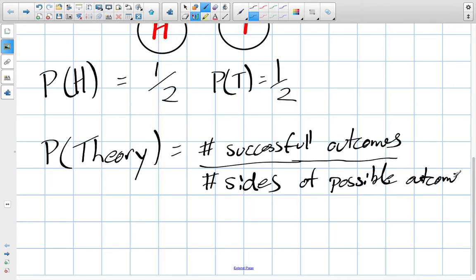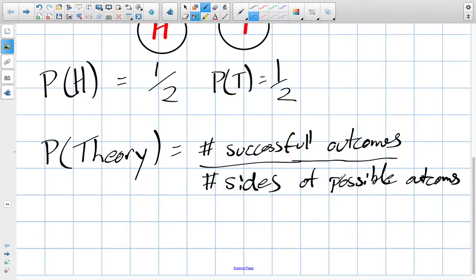A lot of words to figure this out, but a success would be a heads. One side is heads, one side is tails, and because it's evenly weighted, you get one of those. The number of sides or possible outcomes, well, there's only two in a coin. So your theoretical probability is even, for the most part, anytime something's evenly weighted.